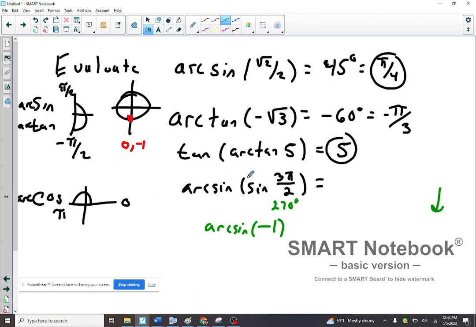Then we have arc sine of -1. So arc sine has to be -1, has to be over here. But remember, we're going this way, not the long way around. So the result of this is -pi over 2. So you have to do it within the range of that. Yes, -90 degrees basically.